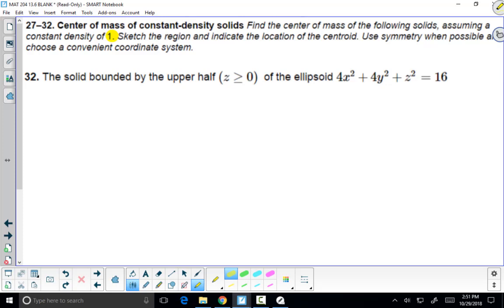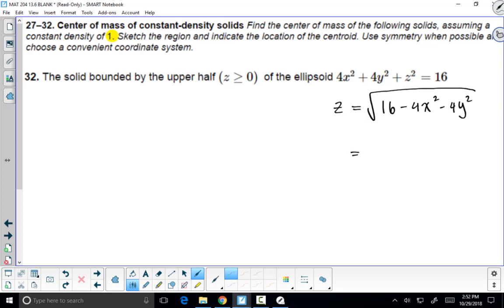Okay, so we're talking about the upper part of an ellipsoid, so let's go ahead and solve this for z. For the upper part of the ellipsoid, we're going to isolate z squared and take the square root. So we're going to have the positive square root for the upper part. So this will be the upper half of the ellipsoid.